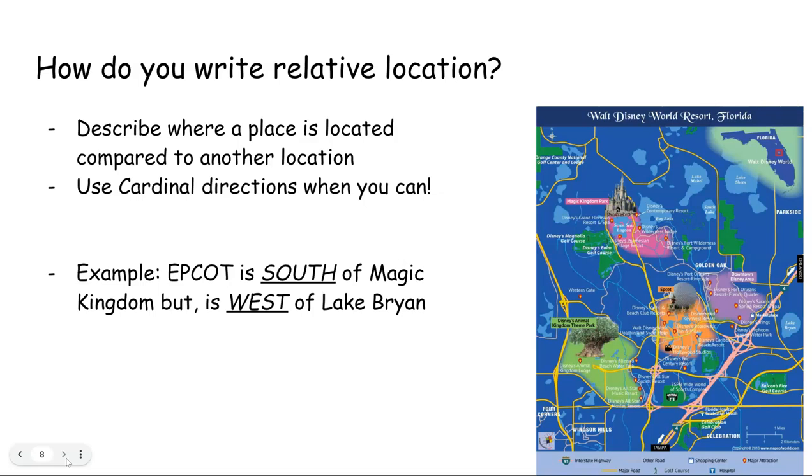But an example I have here for you using the map on the right is Epcot is south of Magic Kingdom, but it is west of Lake Bryan. So Epcot is down in the center in the orange area there. Magic Kingdom, of course, is up in the more pink area to the north. And then Lake Bryan is to the east because Epcot lays west of it, over in that light blue swatch over on the edge of the map. Best practice when you're talking about relative location is to use the cardinal directions to describe where the location you were talking about is compared to what you were comparing it to.